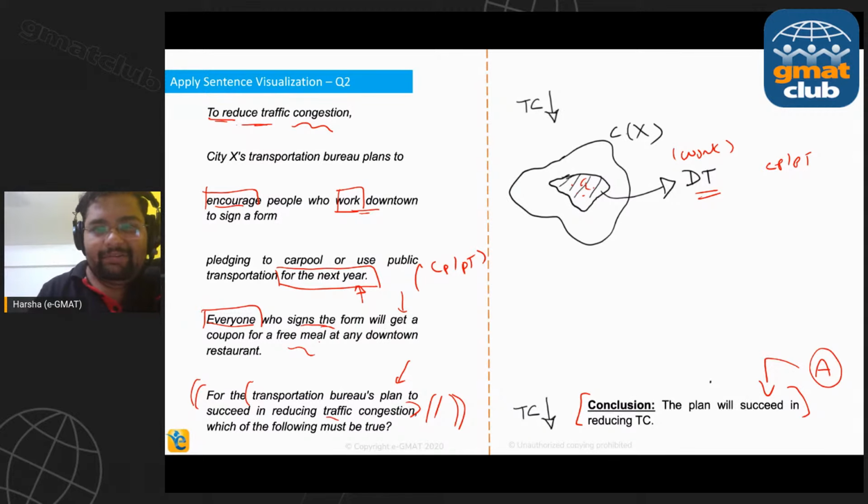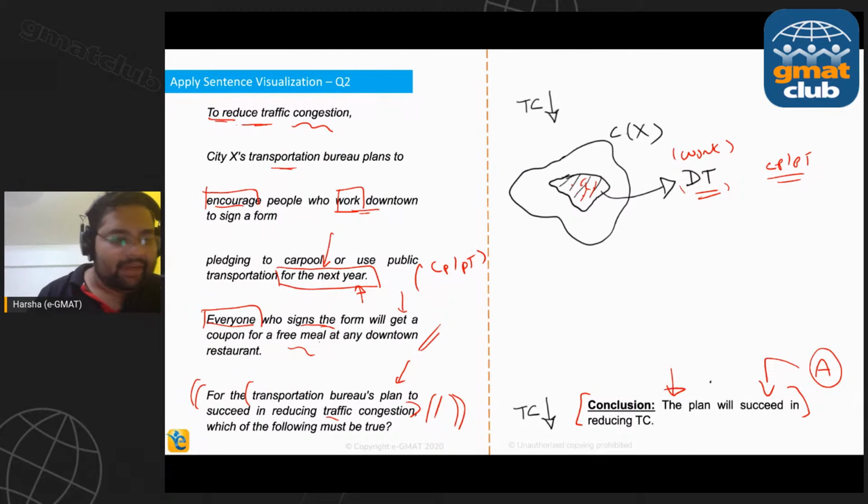So, end of the day, what's happening here? There is a city called City X, and there is this downtown area right there. The Transportation Bureau has a plan. The plan is to encourage or motivate the people who work in this downtown area to do carpooling or public transport for the whole of next year. And they are providing some motivational carrot. The motivational carrot, or incentive, is that each and every person who signs this form gets a free meal coupon. Great.